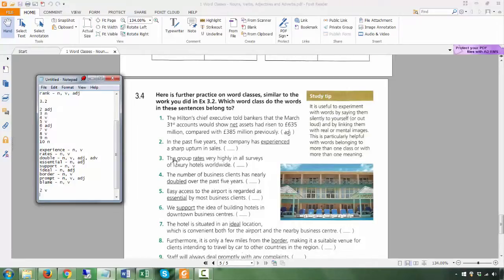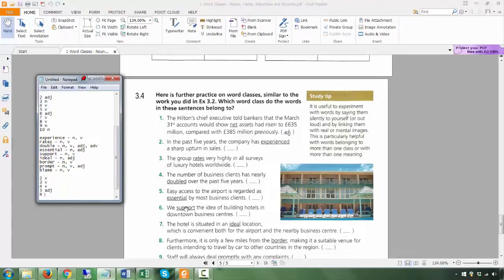3, the group, subject, rates, verb here, okay, present simple tense. 4, the number of business clients, subject, has nearly doubled, present perfect simple tense, so it's a verb, doubled here is a verb. 5, easy access to the airport, that's your subject, is regarded as essential. Now, this is an adjective here, okay?